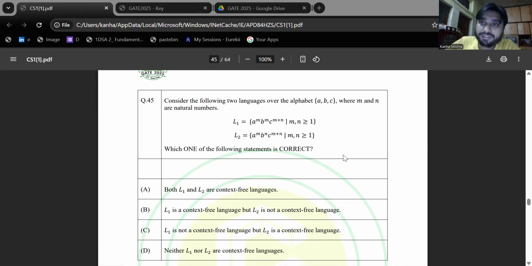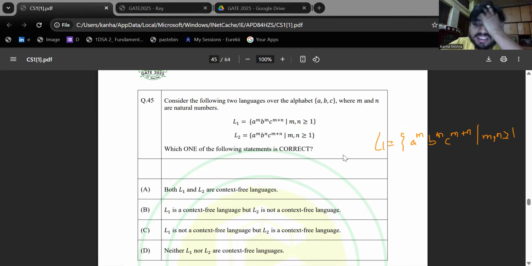Let's understand what we are given. L1 is equal to A to the power M, B to the power M, C to the power M plus N, where M and N are greater than or equal to 1. Let's break it down. The number of A's is equal to M, the number of B's is equal to M, and the number of C's is M plus N. A and B are constants, and C is basically greater than the number of A's.